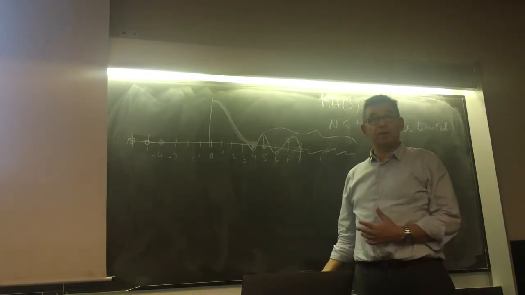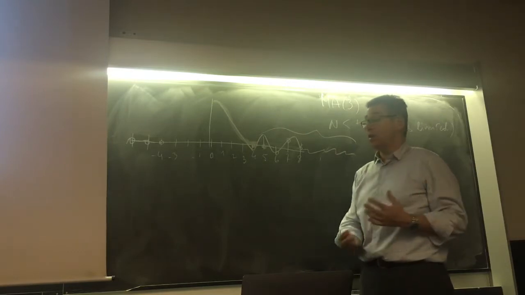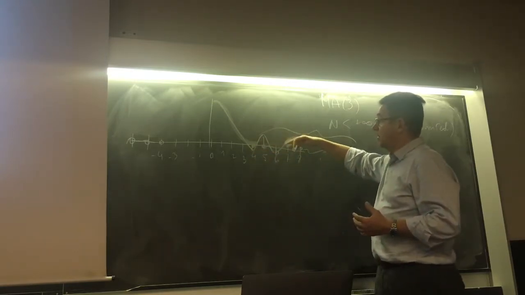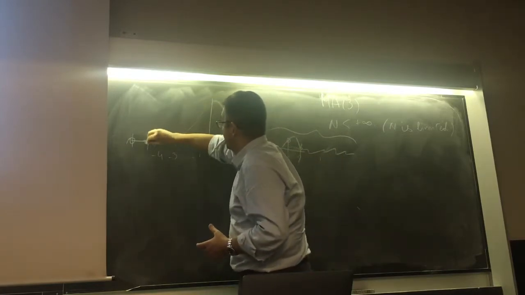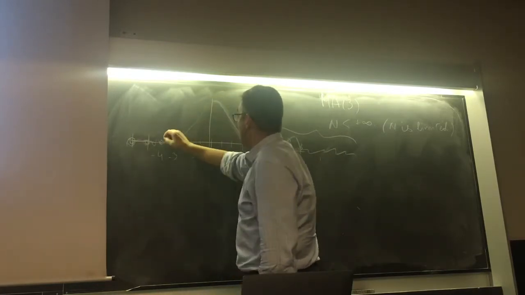I don't have an infinite number of samples. I have a finite one. But my sample estimate is fluctuating. By the way, it's also there, and it's fluctuating. And the true one is there.